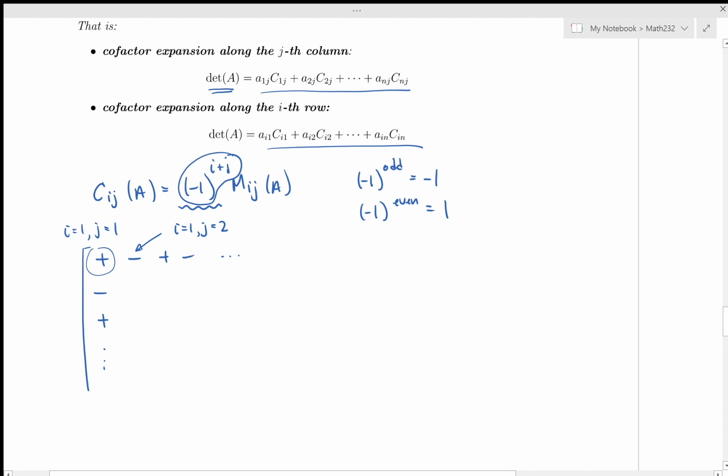factor based upon that position where I'm putting the plus and minus in this matrix. It just keeps going. Okay, so that continues. Those are the signs of the cofactor.